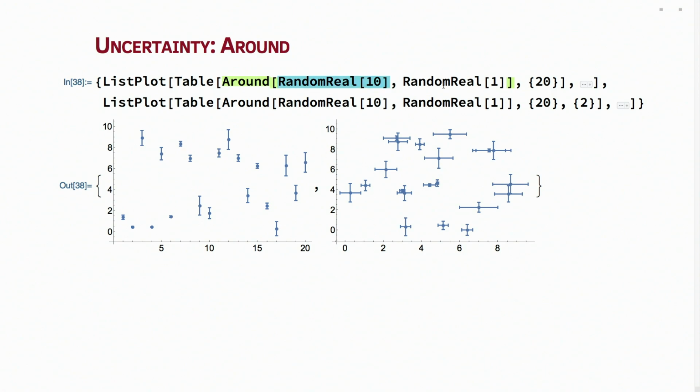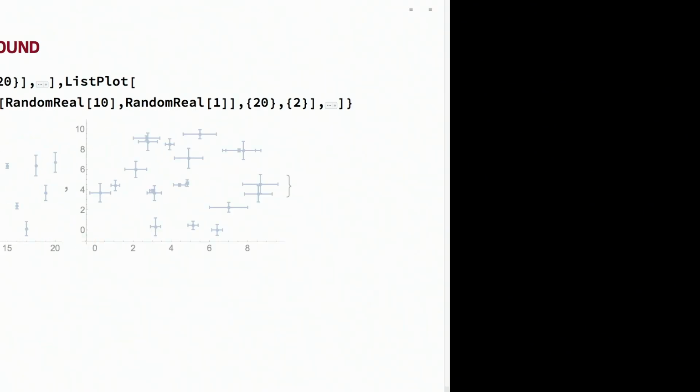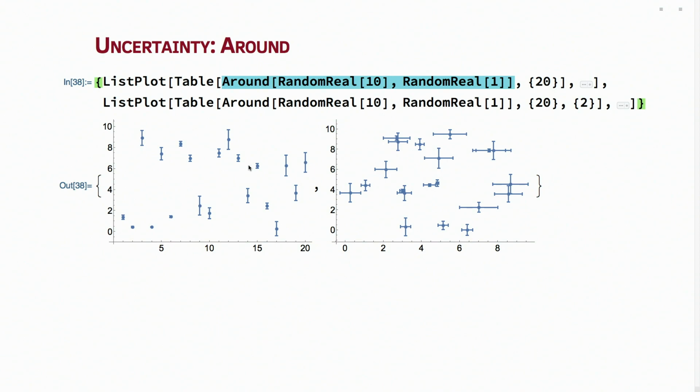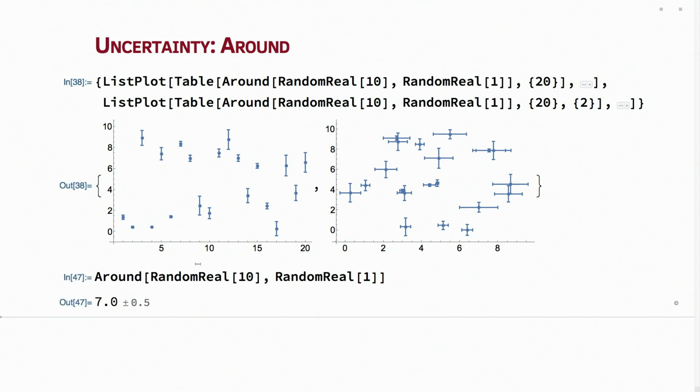So we have a value, and then we have some uncertainty associated with that value. I'll just copy one of those out. That was weird. Okay. And if we look at Around, it typesets as a plus minus sort of looking thing.